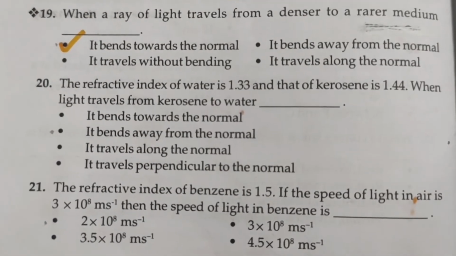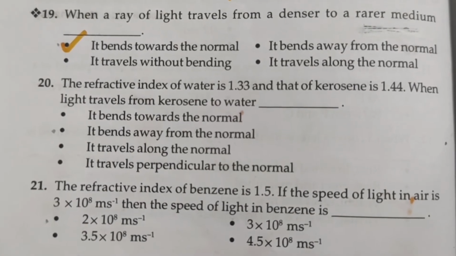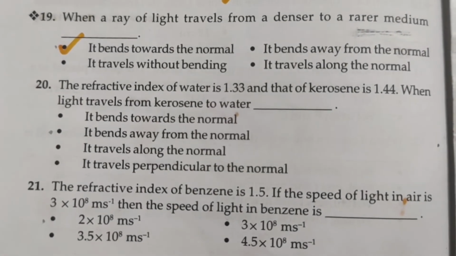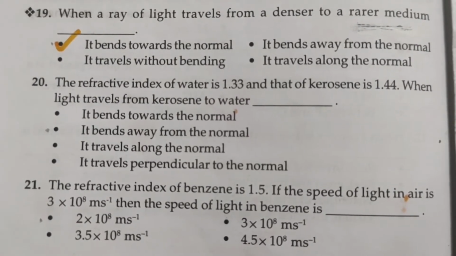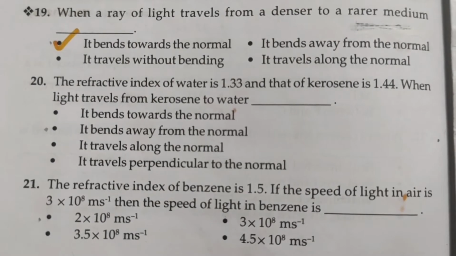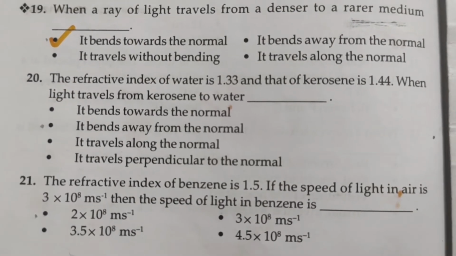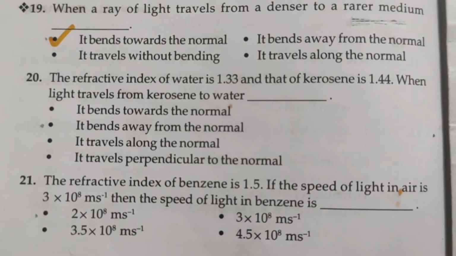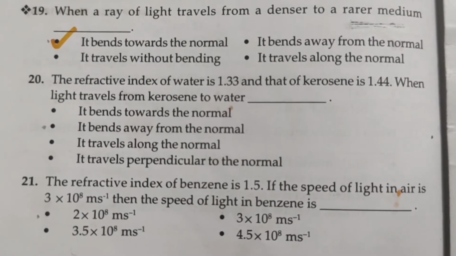The refractive index of water is 1.33 and that of kerosene is 1.44. When light travels from kerosene to water, dash, it bends towards the normal, it bends away from the normal, it travels along the normal, it travels perpendicular to the normal. And the correct option is it bends away from the normal.